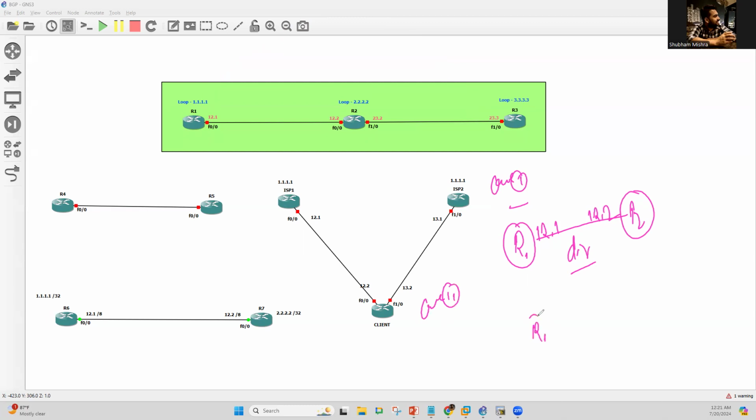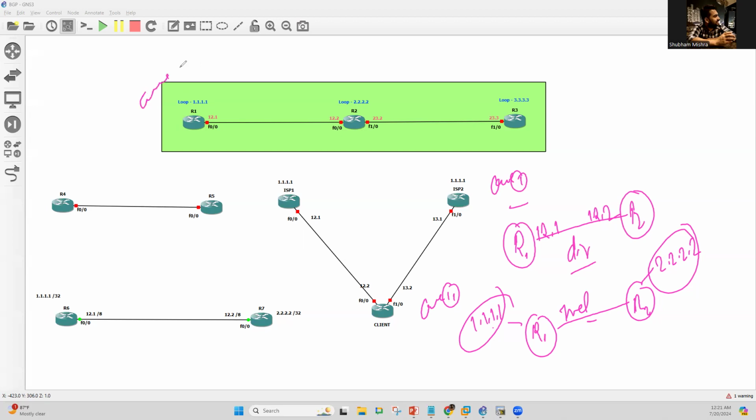Again, we have only two routers. Now let's suppose on R1 I have a loopback 1.1.1.1, and on R2 we have a loopback 2.2.2.2. Yes, we can establish a neighborship between both loopbacks. That is also called indirect neighborship because both are not directly connected, guys. Both are indirectly connected with each other.